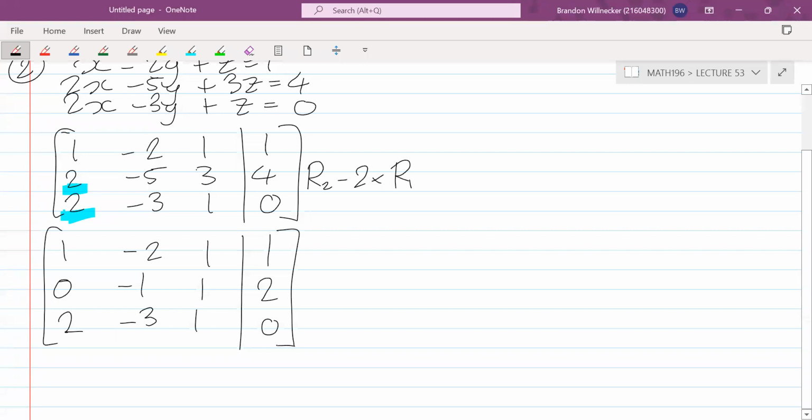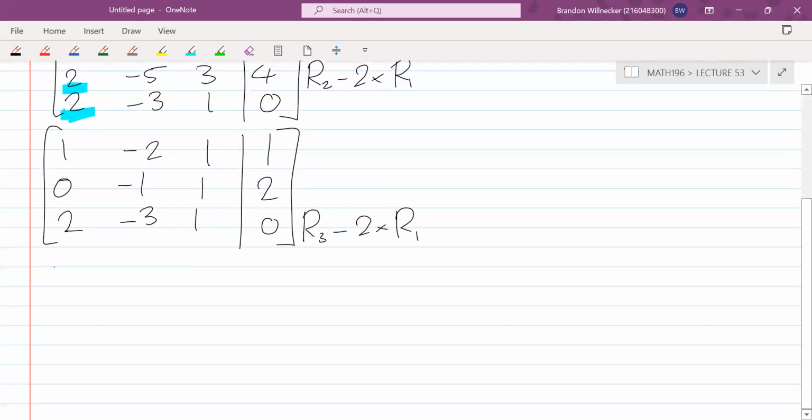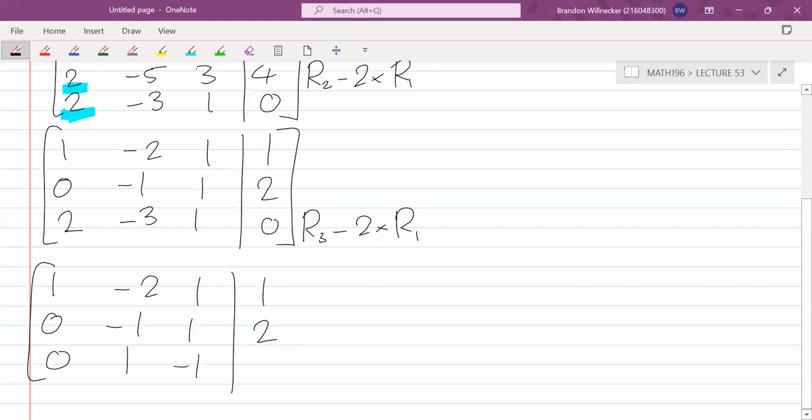Okay, so let's look at the last row. We need that first entry to be a 0. So we can take row 3 minus 2 times row 1. Similar to what we did before, the 2 and the 2 will cancel, giving us the 0, which is what we need. Okay, so let's do that. The first 2 rows stay the same, so we can write 1, minus 2, 1, and 1. 0, minus 1, 1, and 2. And then we're going to have 2 minus 2, that's 0. Minus 3 plus 4, that's going to be 1. 1 minus 2, that's minus 1. And 0 minus 2, that's minus 2.